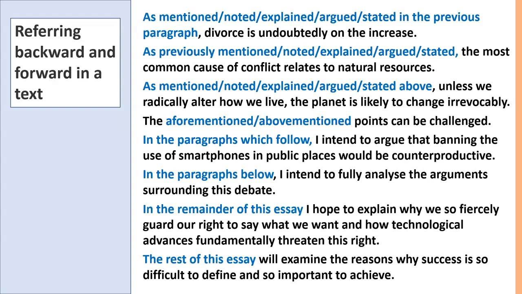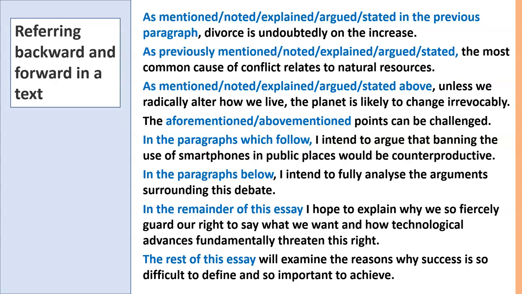And you can refer backward and forward in a text, and this can be very useful as well. So you can use phrases like as mentioned, or noted, or explained, or argued, or stated in the previous paragraph, and then you can write your point. So here, divorce is undoubtedly on the increase. This is something that you said before, but you want to emphasize, so you want to repeat it, but also indicate that you know that you are repeating yourself.